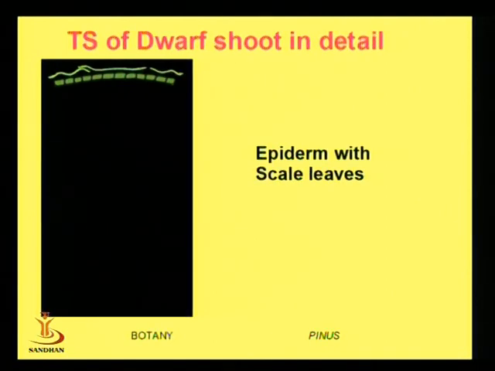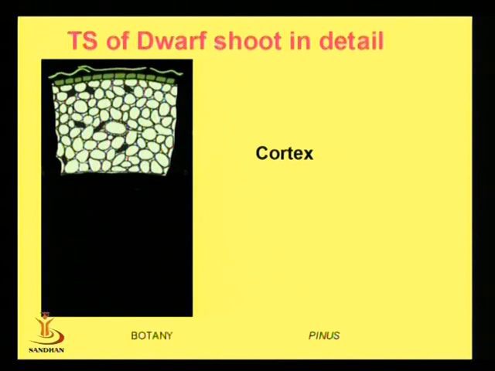Outside the epidermis, one can see the presence of scaly leaves. Of course, they are not attached; they are a bit away from the epidermis. Then there is a huge amount of cortex, a few layers of cortex, and the cortex contains resin canals as well as tannin cells.